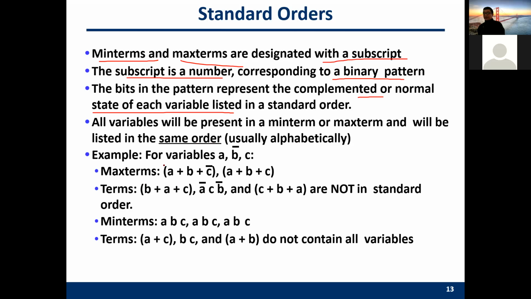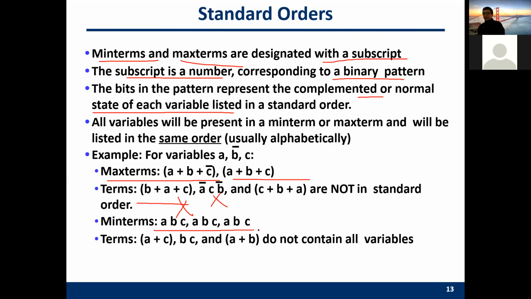So you can see that for variables A, B, C, this is the canonical form of a max term, and this one is also a max term. This one is not a max term because it's not in alphabetical order. This one is not either.